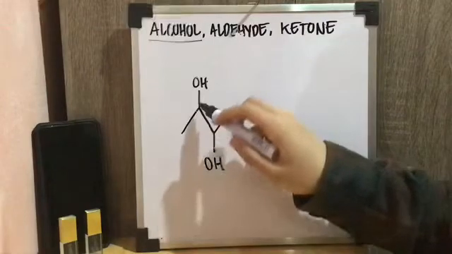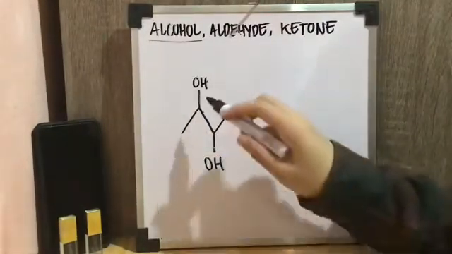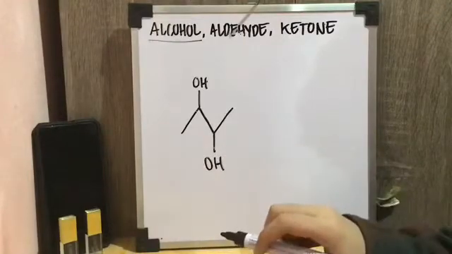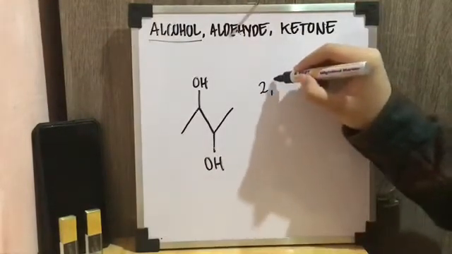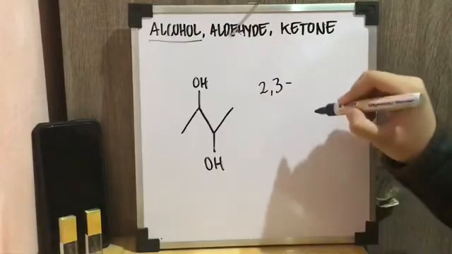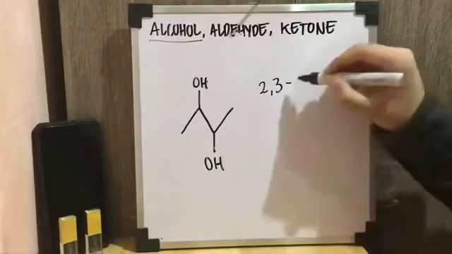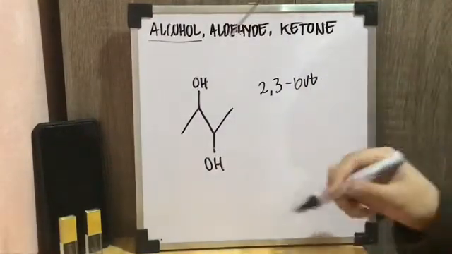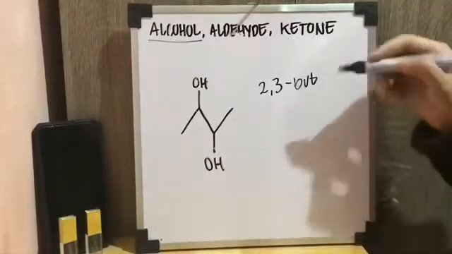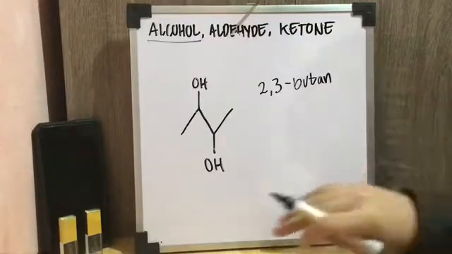So this is my 1, 2, 3, and then 4. My first attachment is on the second carbon, and my second attachment is on the third. So I will be writing that down. First, it's obviously 2, then 3, and then we have 4 carbons in the mother chain. So we will be using the prefix "-but" to signify 4 carbons. And since it is a single bond, we will be using "-ane", or in this case, we will just be using "-an".